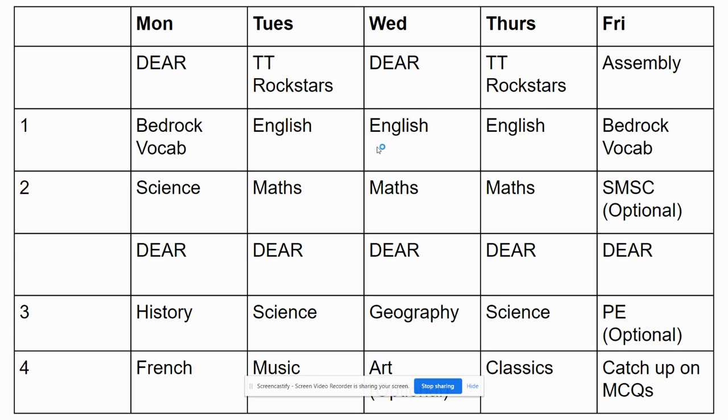Each lesson will be around an hour long with an MCQ attached to it. Timetable Rockstars will be shorter and so can be done during morning meeting time. Friday assembly will be around 15 minutes long, and that will have a very small MCQ attached to it.